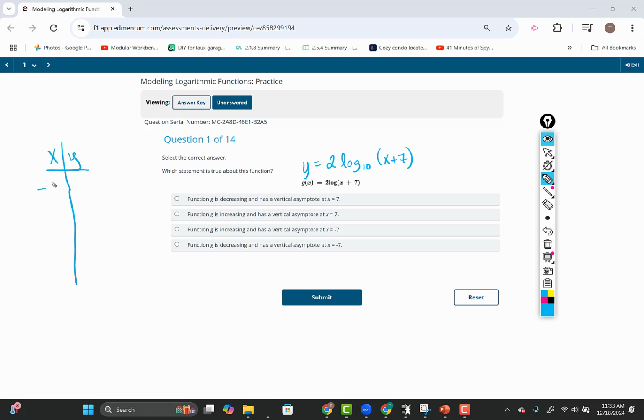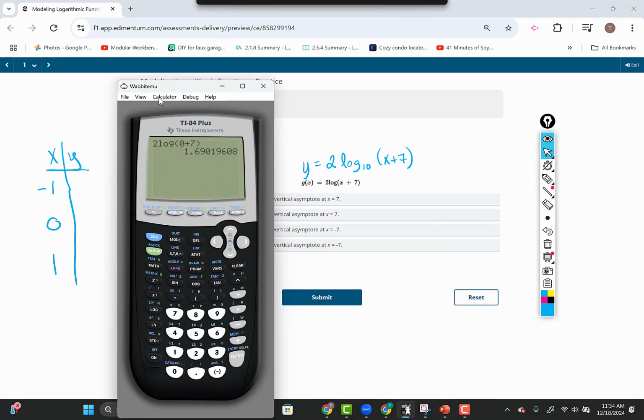And let's pick our usual numbers. Let's pick -1, 0, 1, and see if that's enough to get an accurate picture of what this graph looks like. Okay, let's just do this from the beginning. So it's 2 times log, instead of x plus 7, it's -1 plus 7. Close the parentheses. We get 1.55.